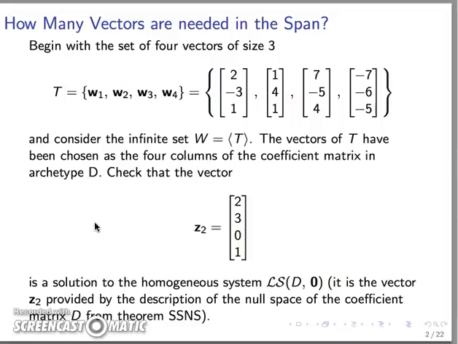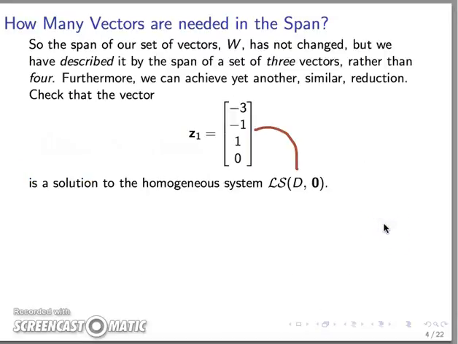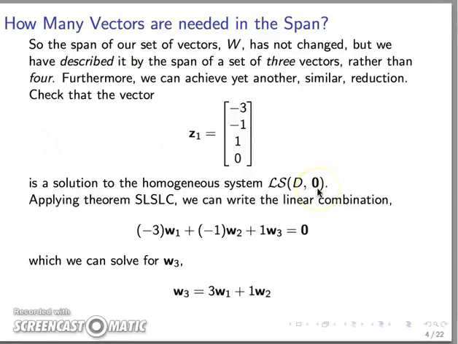If you're wondering, in the textbook, the reference is something called the archetype. It is the coefficient matrix in archetype D. It's not too difficult to verify that Z1 is a member of the solution set of this linear system, and then we make use of the information, right? There is a scalar here.